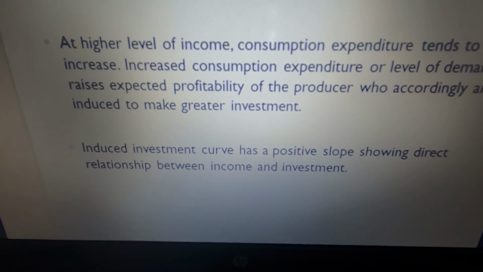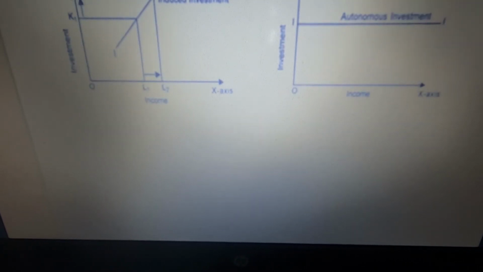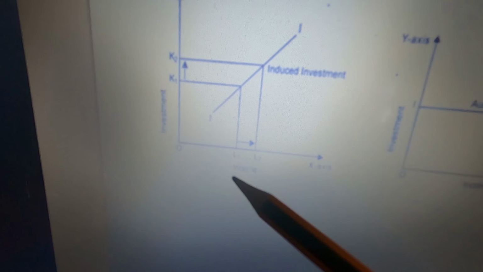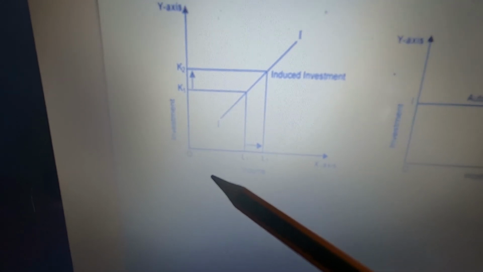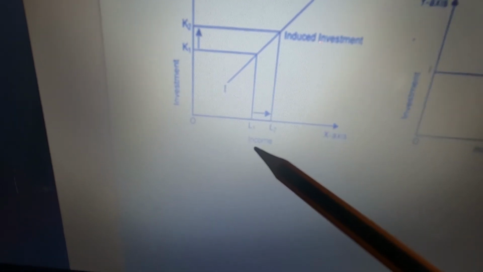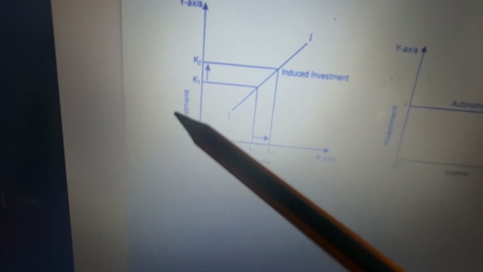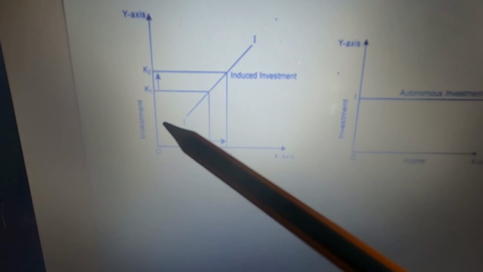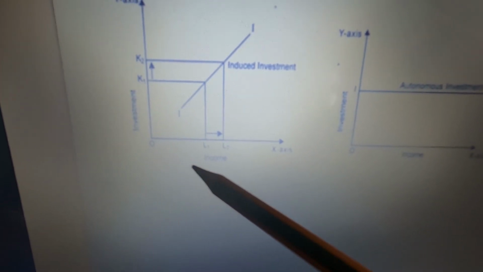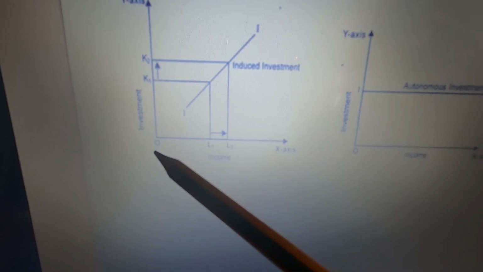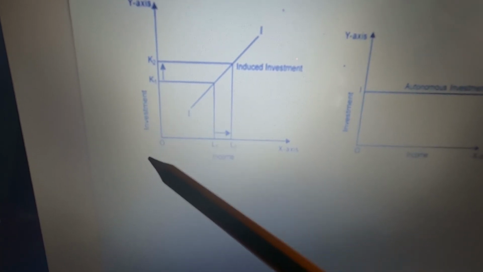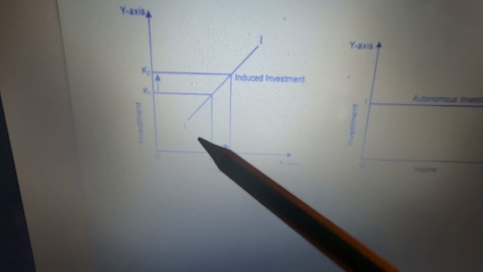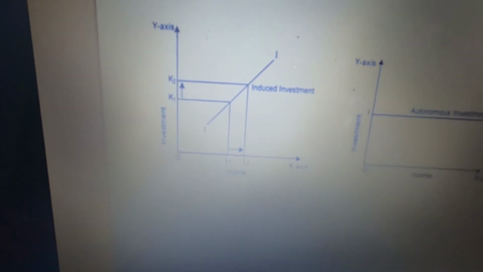Okay, so see the diagram of induced investment. This is the diagrammatic presentation of induced investment, right? On the x-axis, we have taken income here. This is the income. On the y-axis is investment. Is that clear? So what is happening here? When income increases from OL1 to OL2, then investment also has increased from OK1 to OK2. So it shows a positive relationship between investment and income.